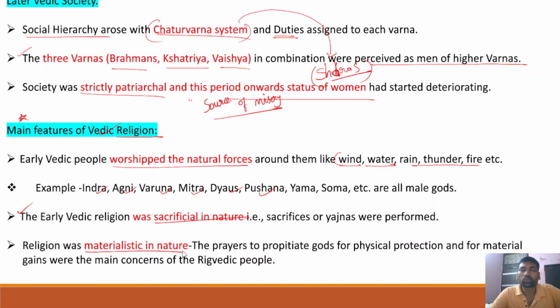What does it mean when we say that religion is materialistic in nature? It means that people used to offer prayers to the respective gods and goddesses in return for wealth, in return for materialistic benefits. So therefore, at that time, religion is considered materialistic in nature. Okay.